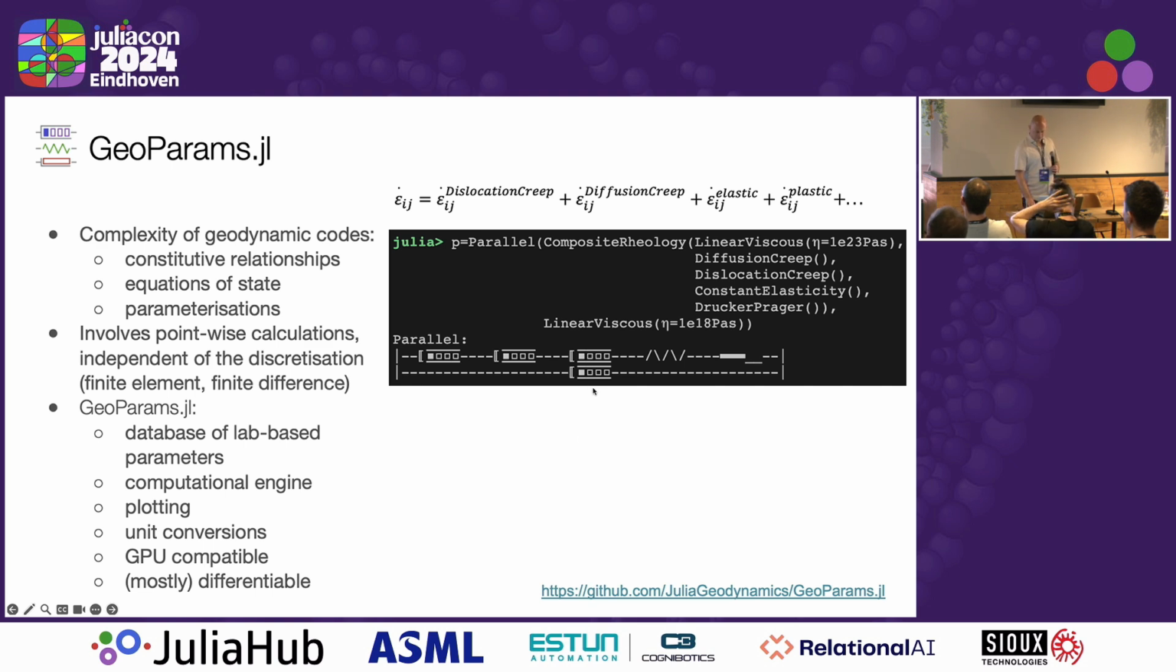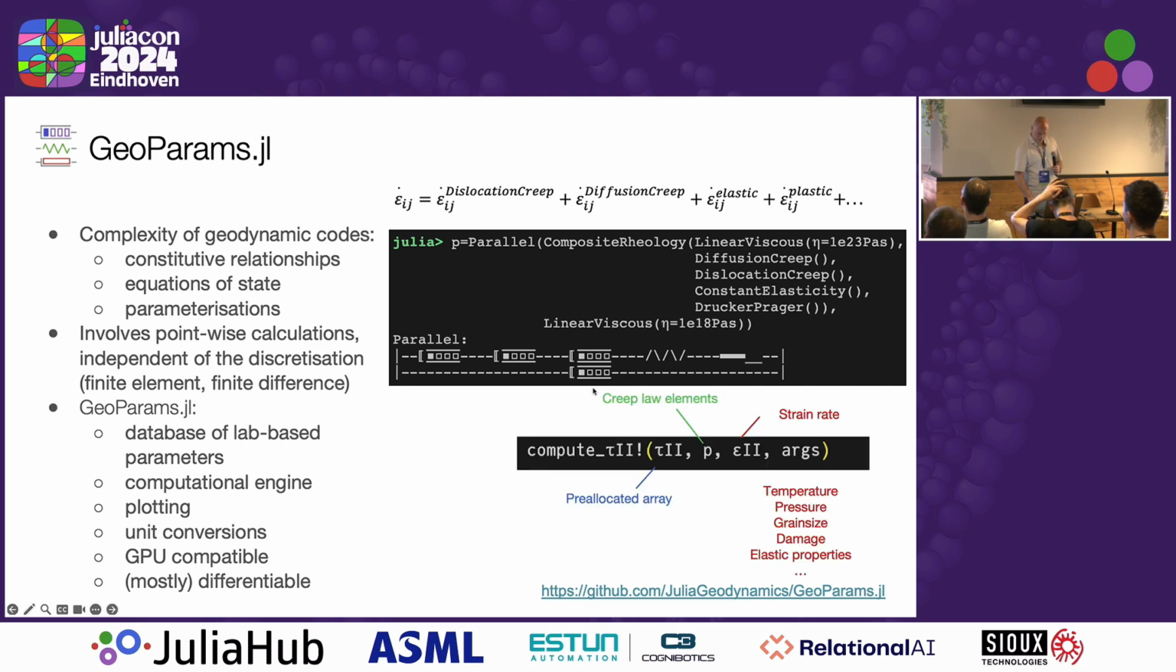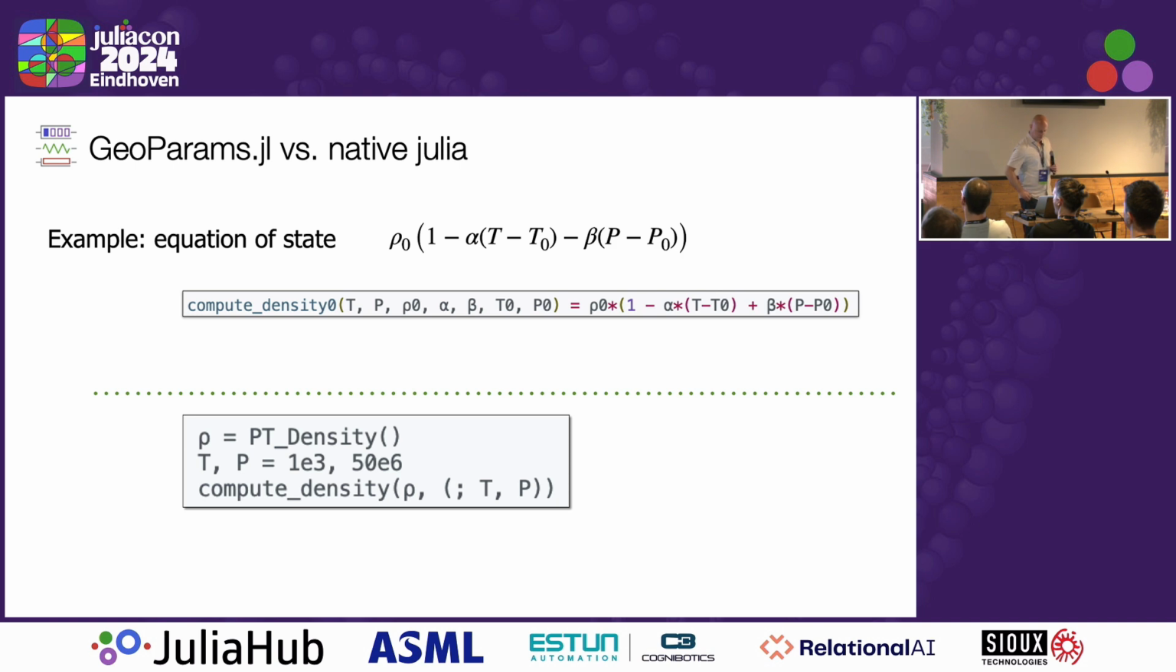And that is quite powerful because we then have one simple callback API, compute tau second, that updates the stress tensor, and if your code uses this, then a new constitutive relationship added to GeoParams will automatically be taken into account. So you add it once, and then you have a whole range of codes that can use this. And this is actually quite powerful. It works on GPUs, and it is also relatively fast. So let me give you a quick example.